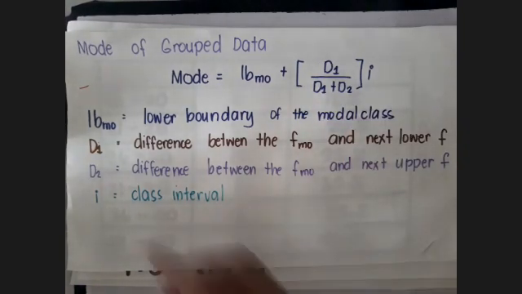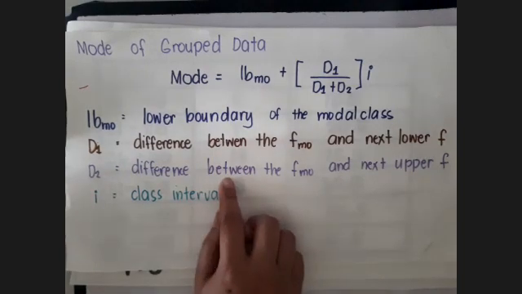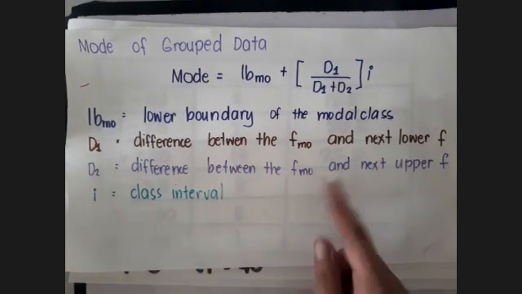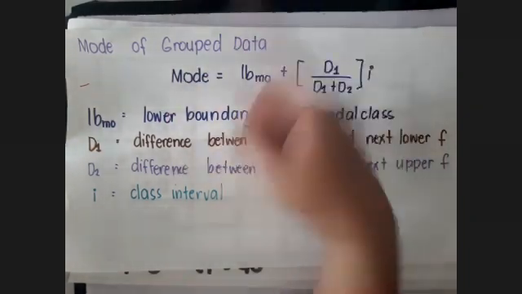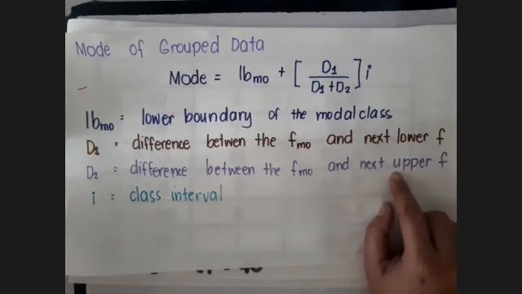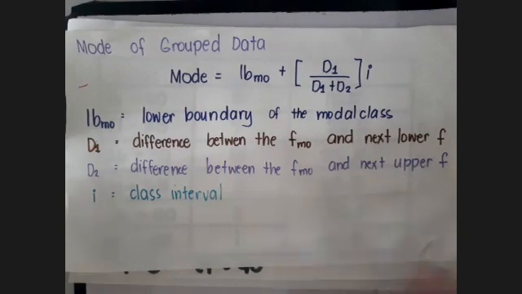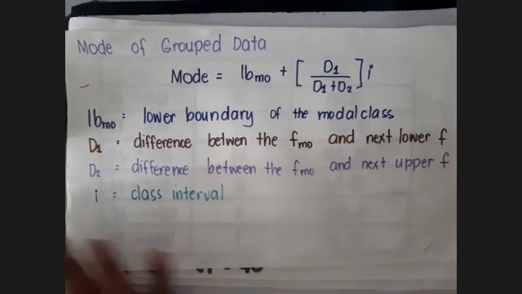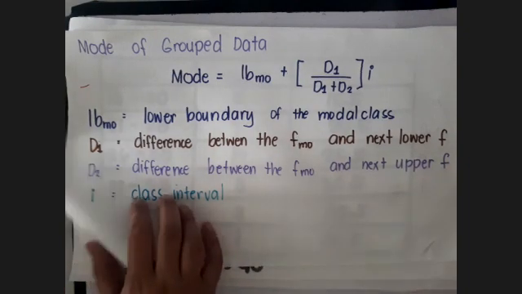Next, for D sub 2, the difference between the frequency of the modal class and the next upper, pataas, sa taas, next upper frequency. Next, syempre, yung I natin is our class interval. So, paano nakakompute yung mga yan, anak? Start na tayo sa aking given.